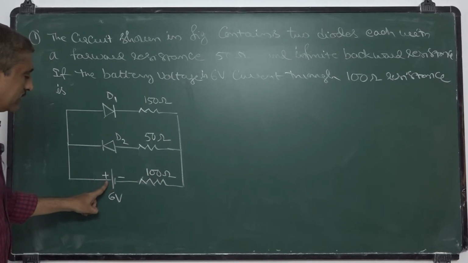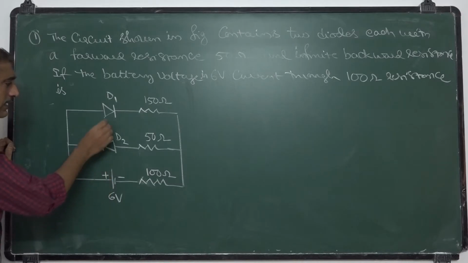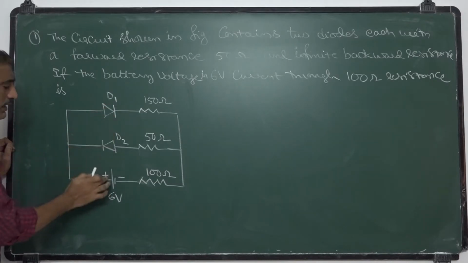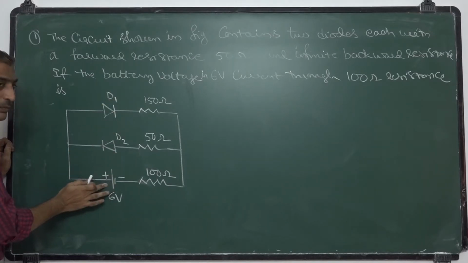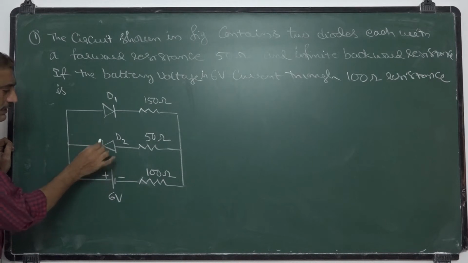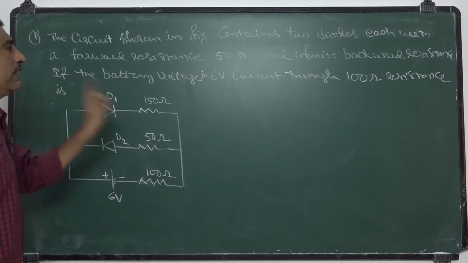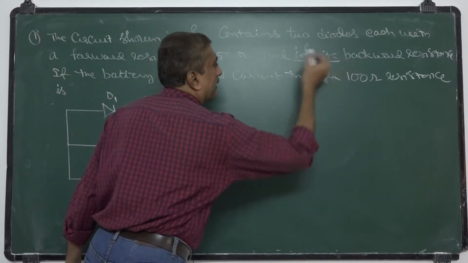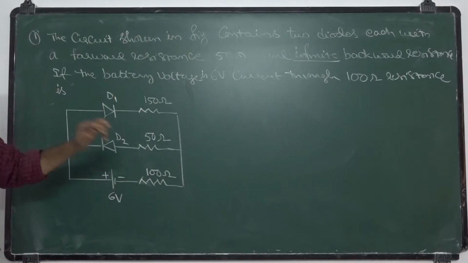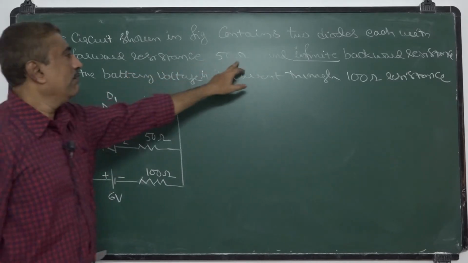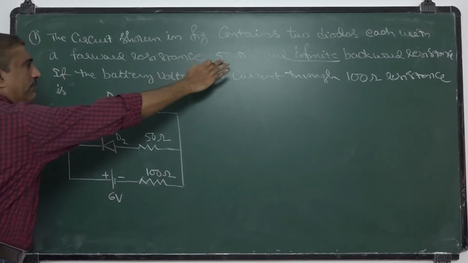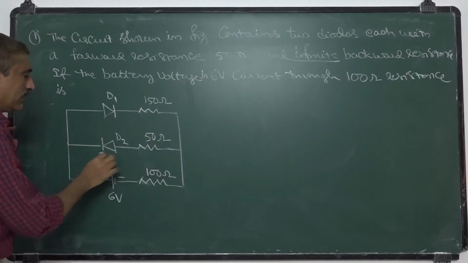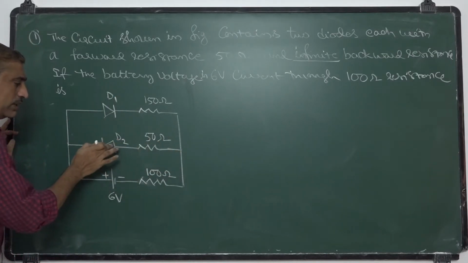Okay, now this battery positive terminal is connected like this. So this is P and this is N. So this diode D1 is connected to P, P is connected to positive. So this diode is in forward bias, whereas this diode is in reverse bias. So in reverse bias the resistance is infinity, given that the resistance is infinity in reverse bias. So now the forward resistance is given as 50 ohm. That means this diode is in forward bias, so that it offers a resistance 50 ohm. So now there is no current through this resistance and through this diode also.